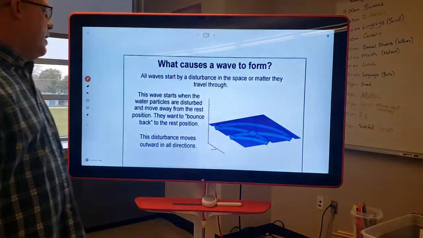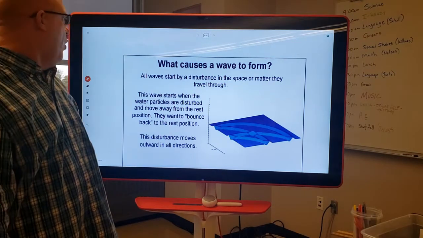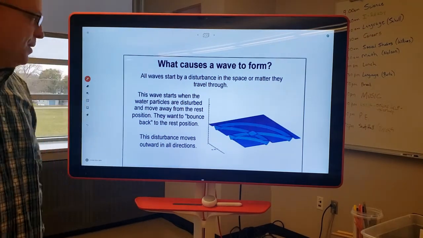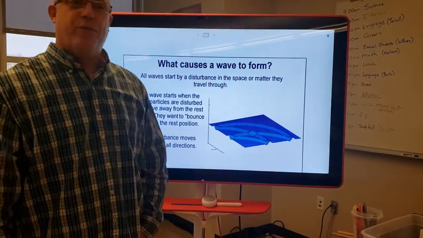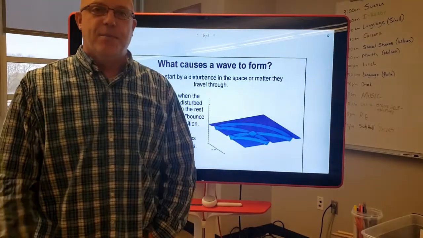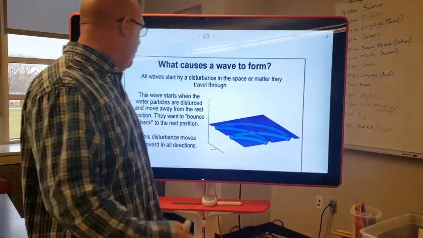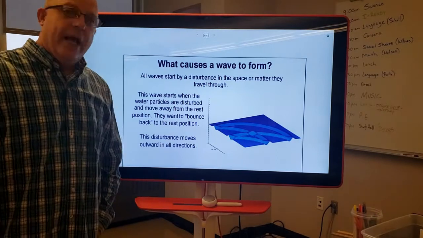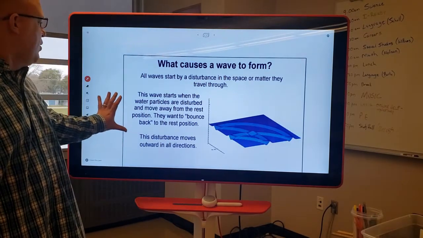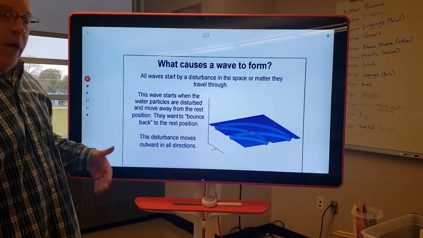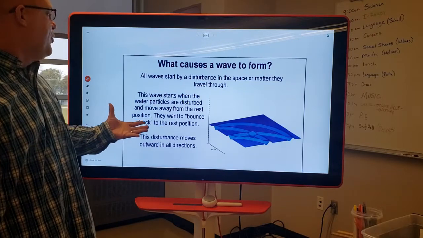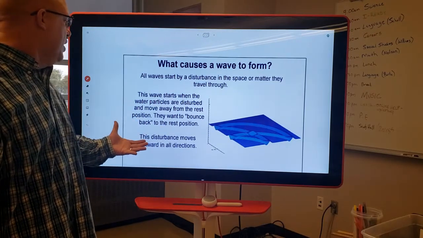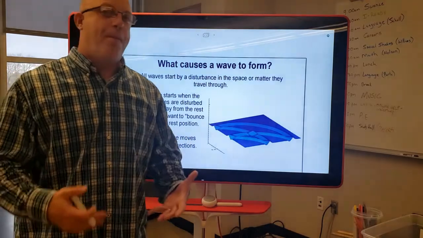All right. So, what causes a wave to form? All waves start by a disturbance in space or matter. What causes a wave to form? Throw something at something that's calm. Push on something. Pull on something. And here's really what's happening. The wave starts when the water particles, and we're going to use water as an example, are disturbed and move away from the rest position. Then they want to bounce back.